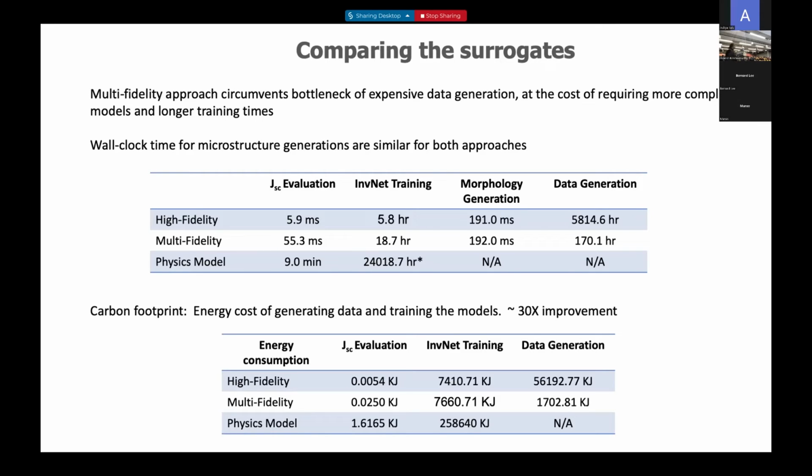And so the key takeaways from this are the following, right? If I want to design a certain morphology, it takes under a second to design a morphology with this. And second is what is the total energy cost of performing this.